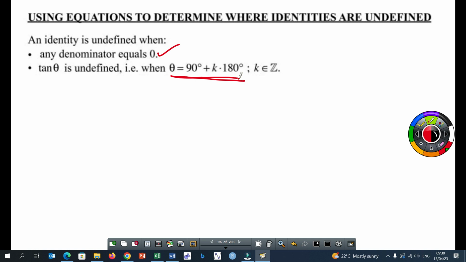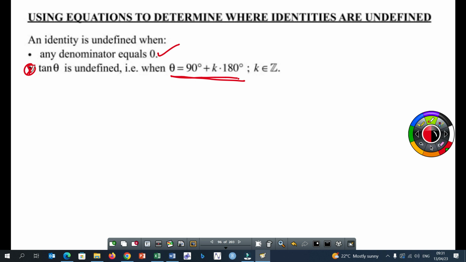So once you see tan in an identity, be aware that that identity can be undefined if theta is 90, if theta is 270, theta is 450, and so on. Are you following that? Right. So make sure you're aware of that. Most learners tend to forget this one here. It's very easy to forget, so you have to be very careful.